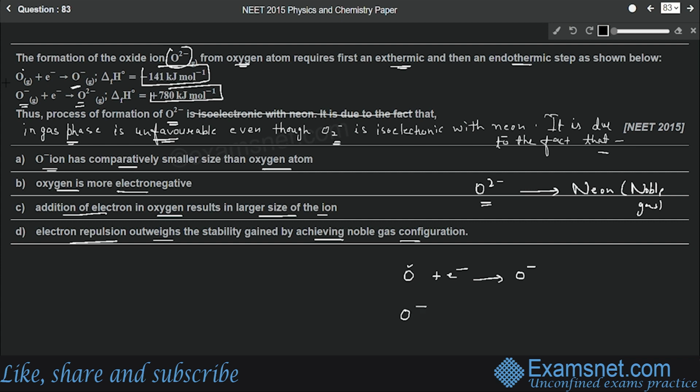Now in the next step, this O- has to receive an electron. Now O- is already negative and it has to accept an electron which is another negative species. So this will cause electron repulsion, and this electron repulsion will be so strong that it will outweigh the stability that is gained by achieving the noble gas configuration. So the answer will be option number D. Electron repulsion outweighs the stability gained by achieving noble gas configuration. This is why the formation of O2- will be unfavorable.